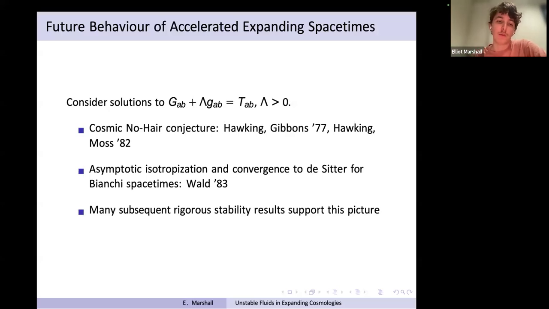And more recently, there have been a wide range of rigorous stability results which support this picture. So we really do have this strong idea that space-time expansion should smooth things out. We should approach a homogeneous isotropic end state, and matter shouldn't play so much of a role at the late times in the universe. Okay, so that gives you a sort of general expectation of what should happen when we have this accelerated expansion.